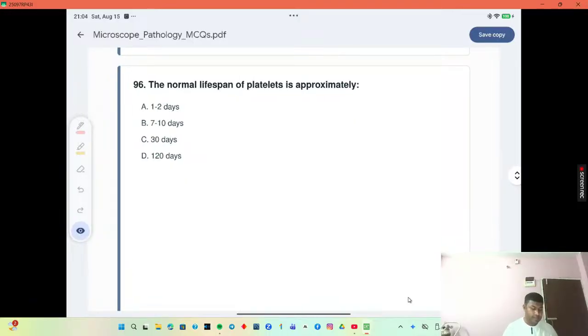Here the question is given as, the normal lifespan of platelets is approximately? The normal lifespan of platelets is 7 to 10 days. What is the normal lifespan of red blood cell? The normal lifespan of red blood cell is 120 days. Okay.